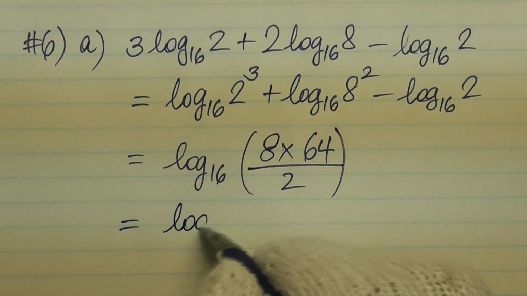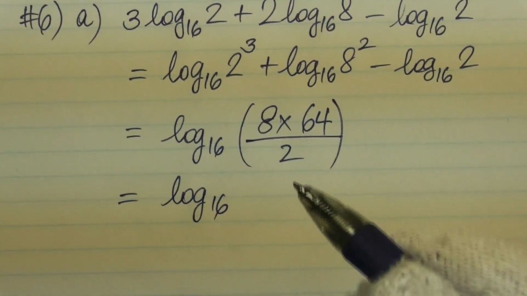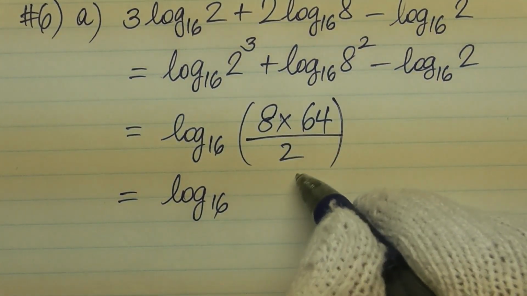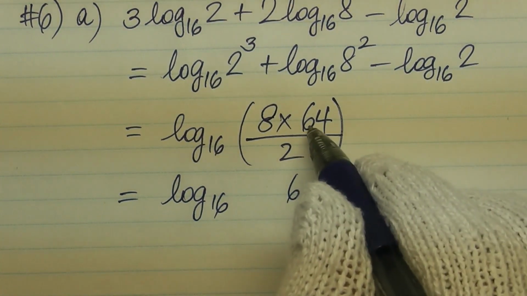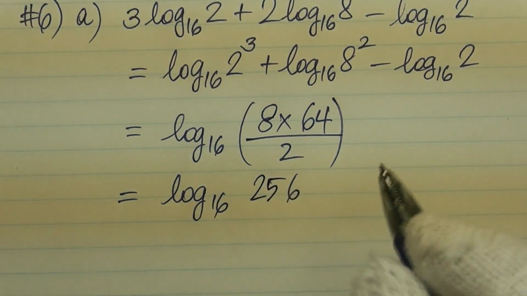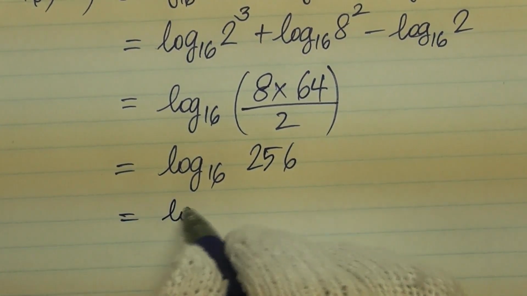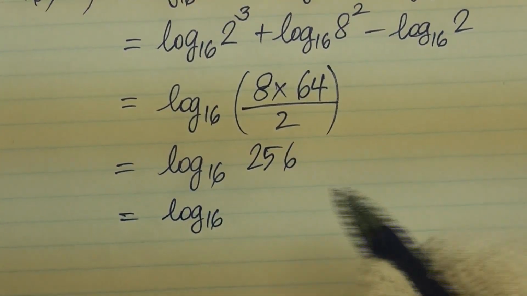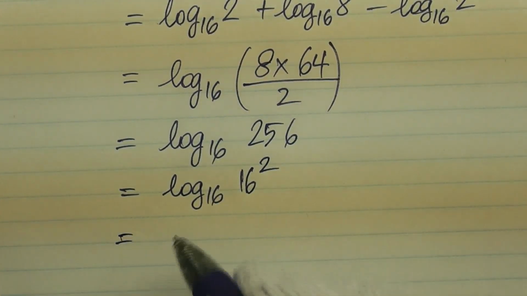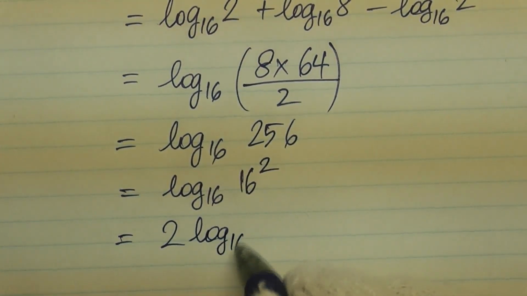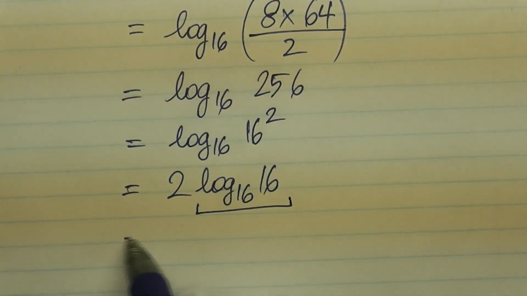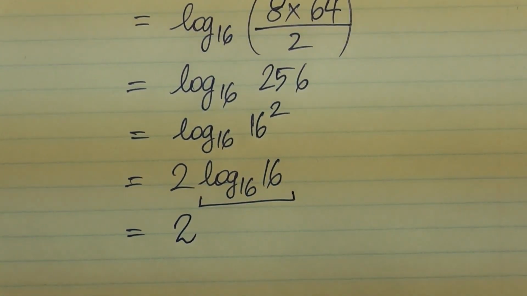This is going to be log base 16. 2 cancels into the 8 4 times. 4 times 4 is 16, carry over 1. 4 times 6 is 24, plus 1 is 25. 256 is actually 16 squared in disguise. Log 16 of 16 is 1, so this evaluates to 2.